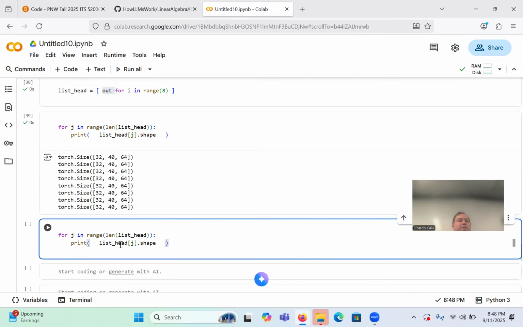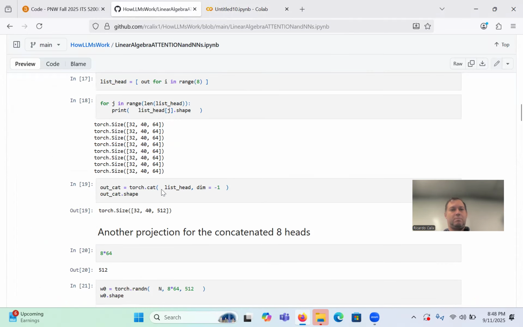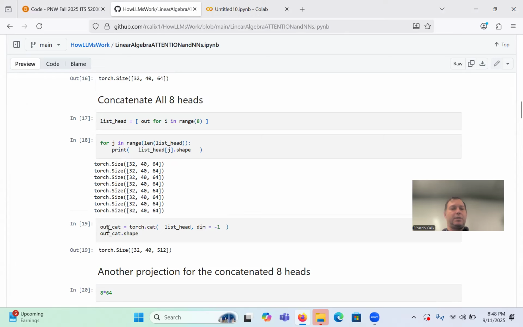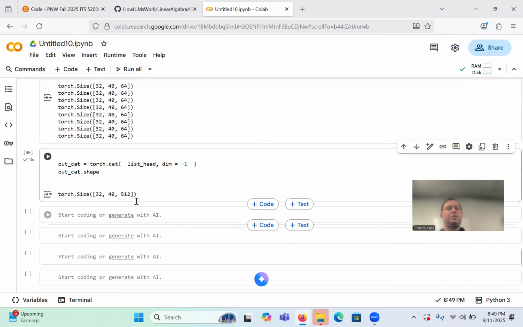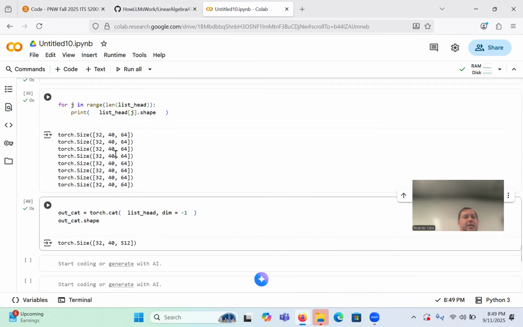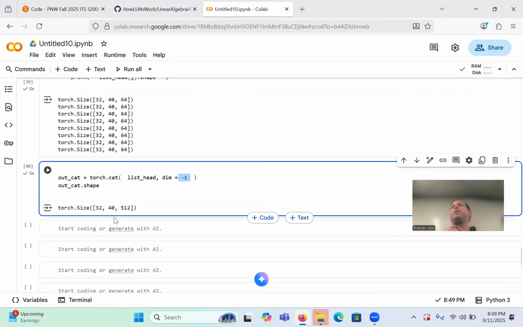So that's what I'm going to do here. There it is. So I just printed this. Now I'm going to do the concatenation. Do you see that? So I take list head, which is the list of the 8 attention heads. I use torch concat on the last dimension. Remember, -1 just means the last, and boom, 32, 40, 512. They're in there.